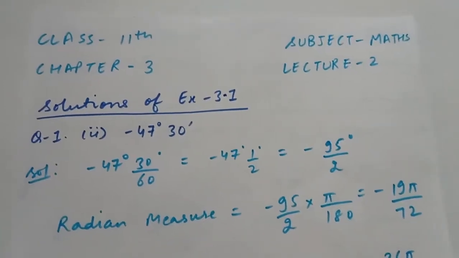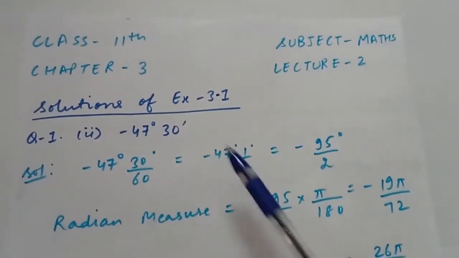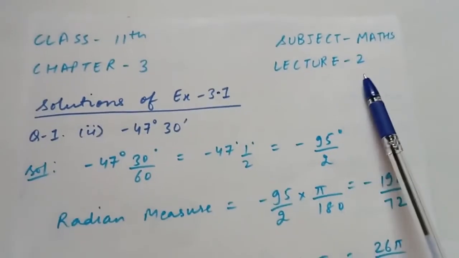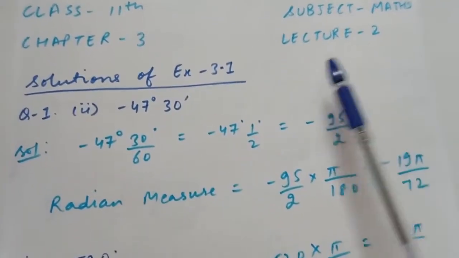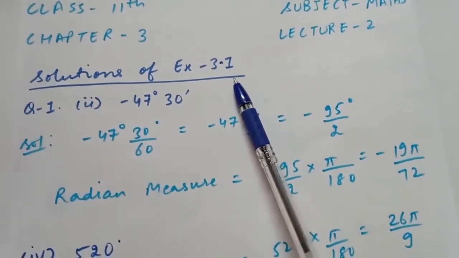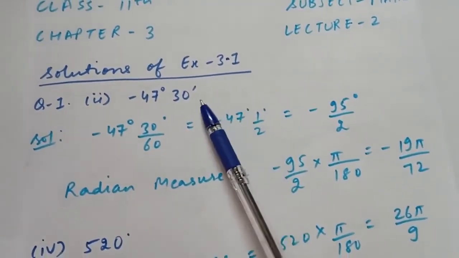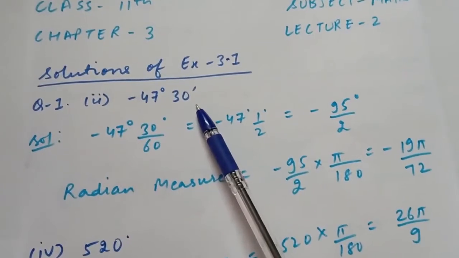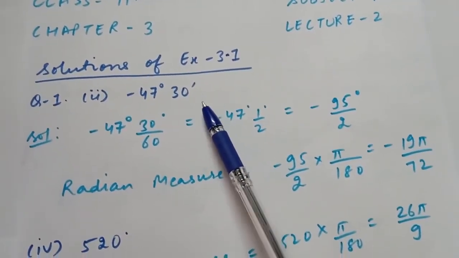Good morning students. This is class 11th maths, chapter 3rd, lecture 2nd, and today first of all we will discuss the solutions of exercise 3.1. So certain angles in degrees are given and we have to find their radian measure.